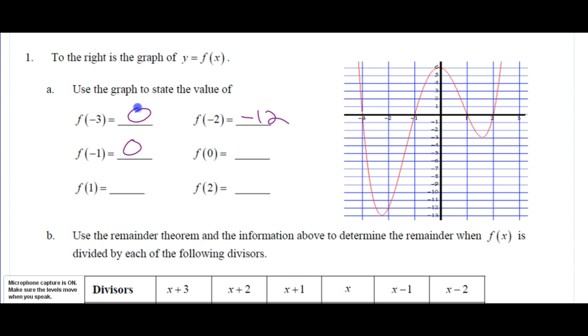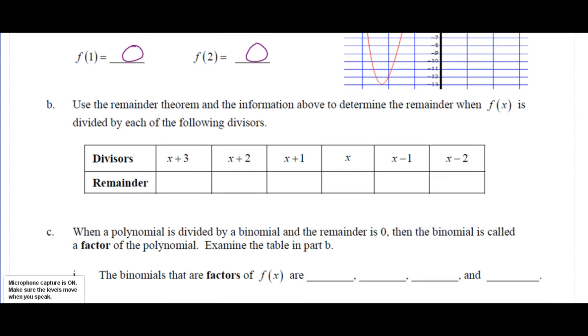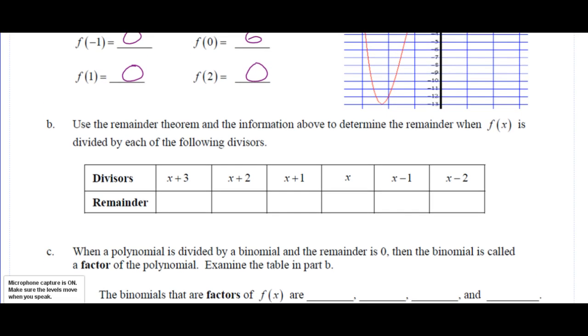What's f of negative 1? What's f of 0? 6. What's f of 1? What's f of 2? So use the remainder theorem and the information above to determine the remainder when f of x is divided by each of the following divisors. So if I divide by x plus 3, now if we don't want to do the division, what can we work out?